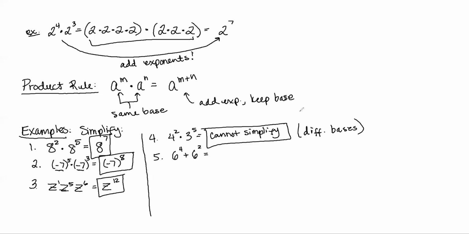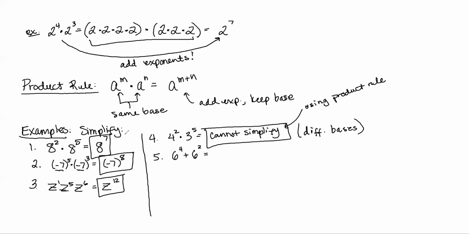And I do want to add one thing in to the answer for number 4. Cannot simplify using product rule. You can technically still simplify it. You could square the 4, raise 3 to the 5th, and then multiply those together. We've done stuff like that before, but you can't explicitly use this product rule to simplify. And so that's what we're doing for these.